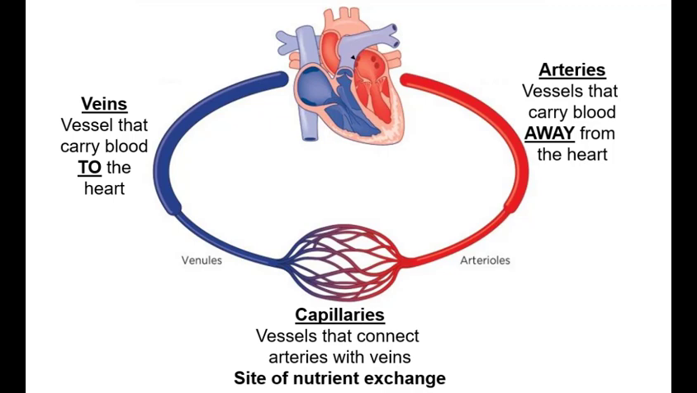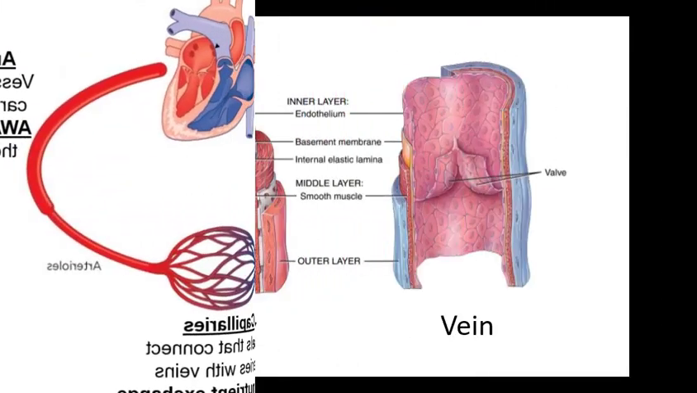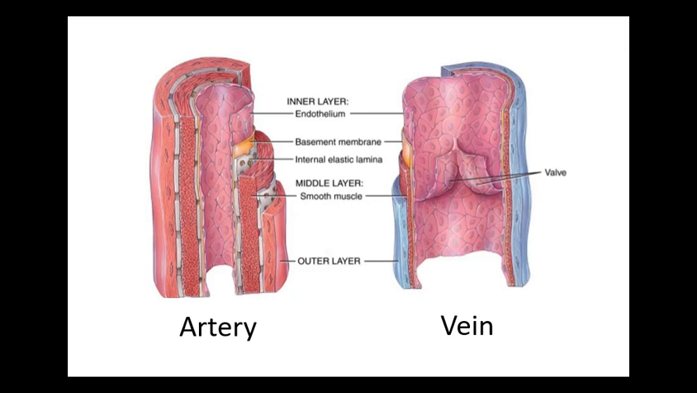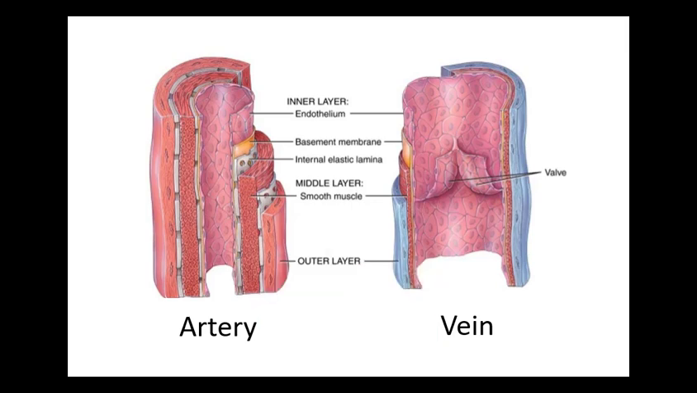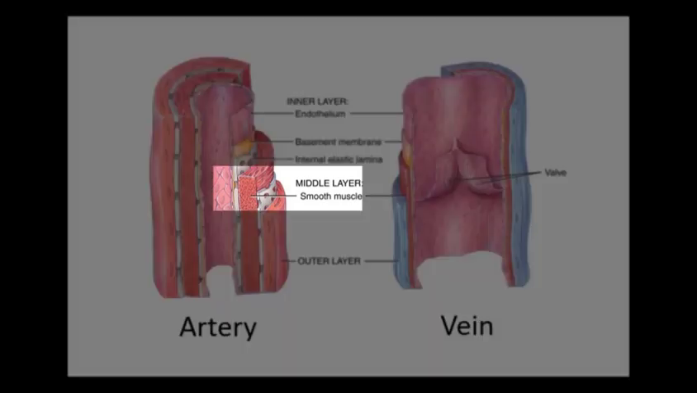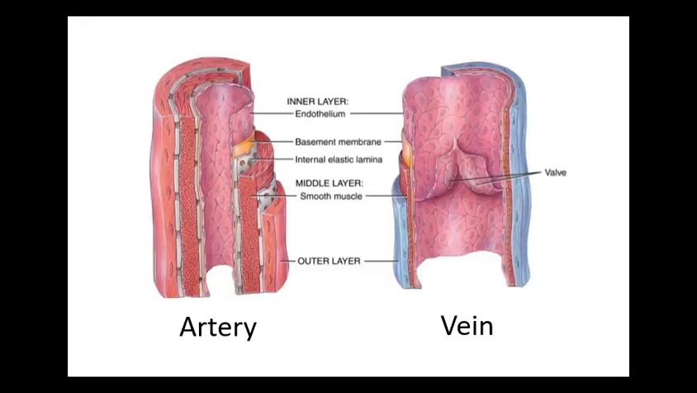For example, the vessels that move blood from the right ventricle of the heart to the lungs are arteries. They travel away from the heart. But those pulmonary arteries are carrying deoxygenated blood. There are anatomical differences between the arteries and veins. For example, even though they both have 3 layers called tunicas in their walls, the arteries have a much thicker middle layer of smooth muscle, and the veins have an inner layer that forms valves.